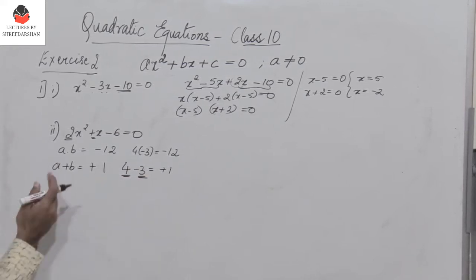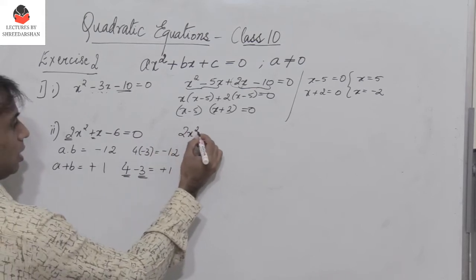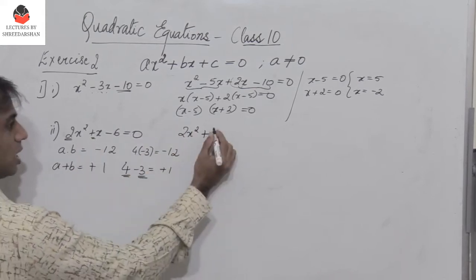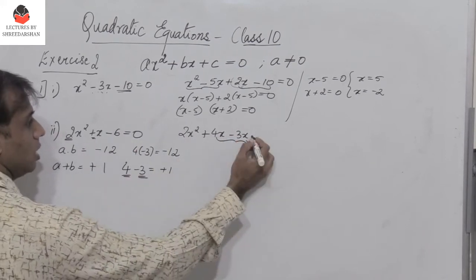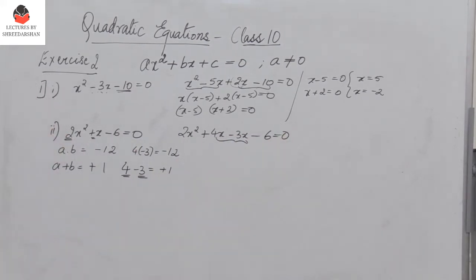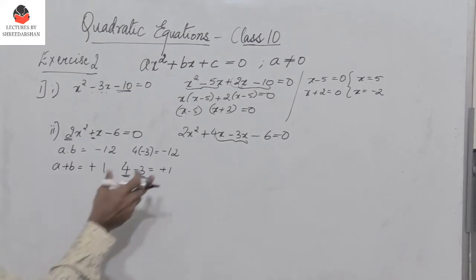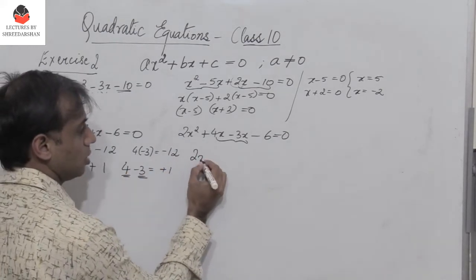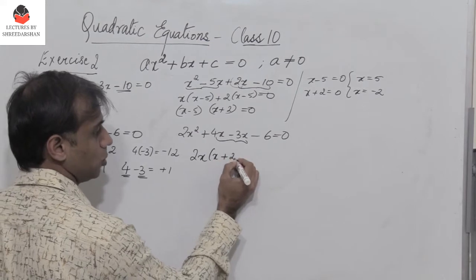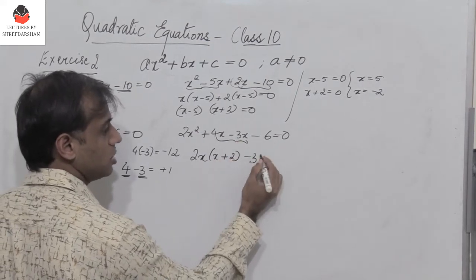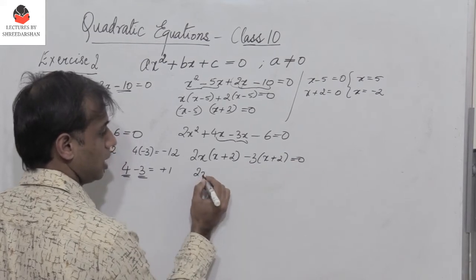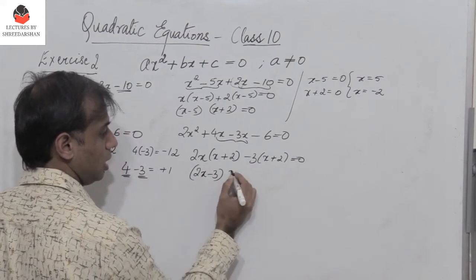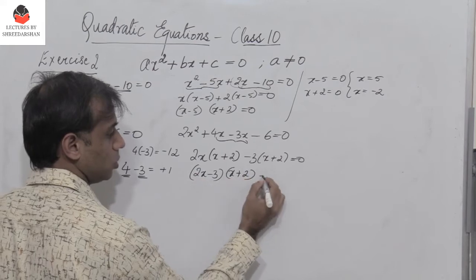So x can be represented as 4x minus 3x. So this will give me plus x minus 6 equal to 0 here. Now from these two, what is common? 2x is common. So I get x plus 2. And from these two, minus 3 is common. So again I get x plus 2 equal to 0. So here I have 2x minus 3 into x plus 2 equal to 0.